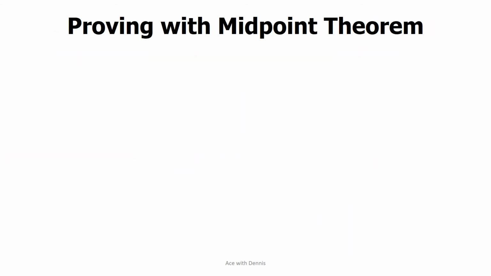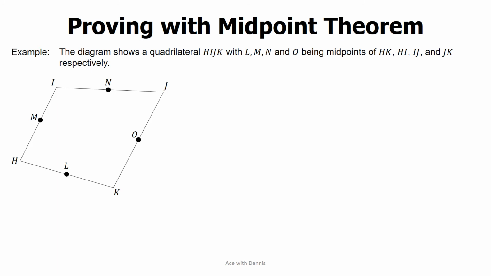Let's prove plane geometries with Midpoint Theorem. Here is an example. The diagram shows a quadrilateral HIJK with L, M, N, and O being midpoints of HK, HI, IJ, and JK respectively. Show that LMNO is a parallelogram.